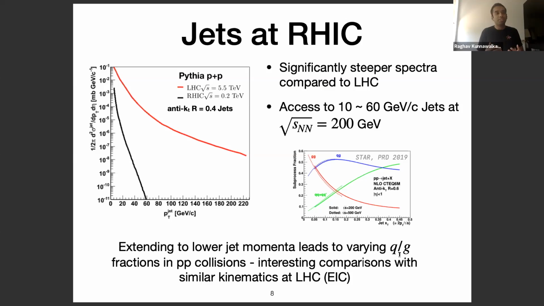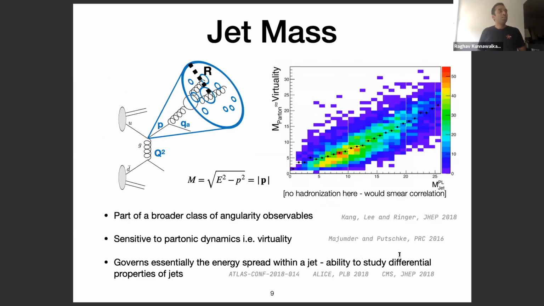When you compare these two, we have to keep in mind that the relative quark-gluon fractions are very different, at least in proton-proton. When we go to heavy ion, that's a whole other picture that I'll very briefly talk about at the very end. But this leads to very interesting comparisons at similar kinematics. Also, when you look at the LHC, which is sort of the far future, the EIC, which is the far future of our field. So the first observable I want to talk about is the jet mass.